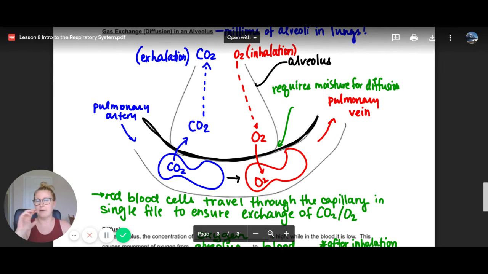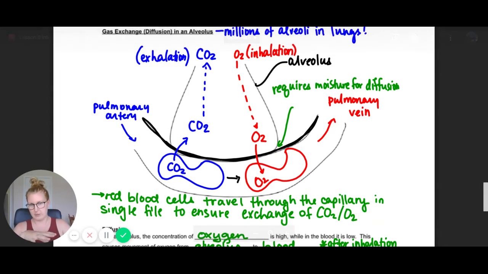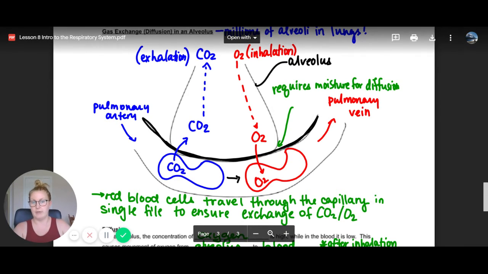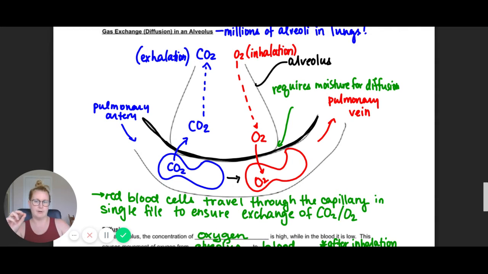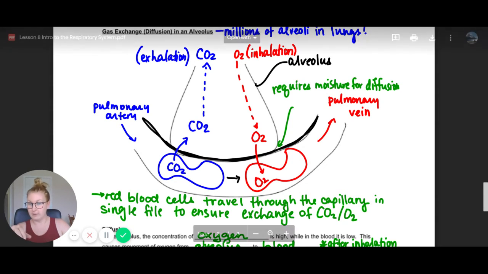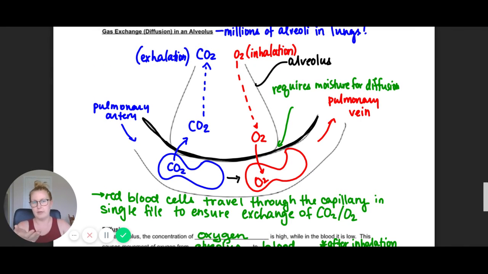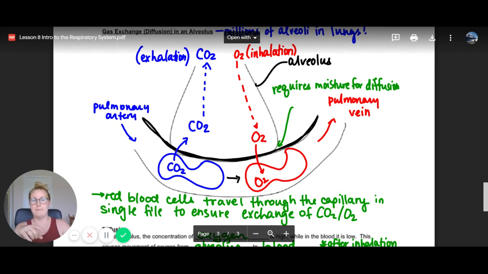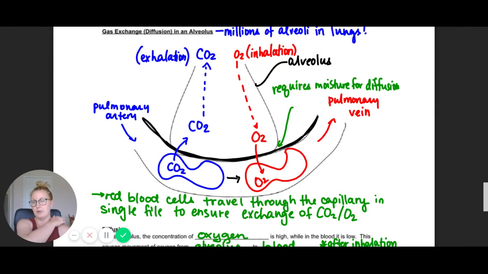What I'm showing in this diagram is a couple of things. From the pulmonary artery comes deoxygenated blood, which has lots of CO2 in it. Here, diffusion is going to happen. This means that the CO2, which is in high concentration in the blood over here, is going to move into the alveolus. The CO2 is moving from high to low concentration. After this happens, you're going to have exhalation, and I'm going to describe that further in lesson number 9.